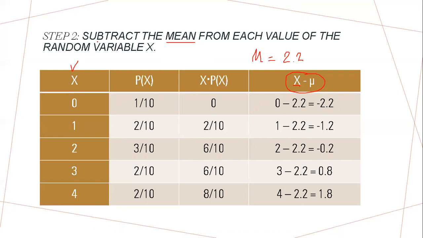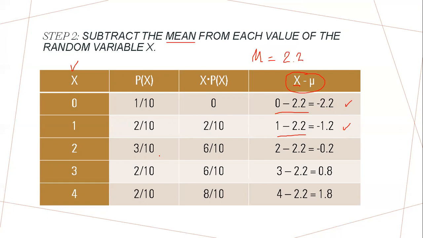Basically, guys, it's a subtraction only. So we have 0 minus 2.2. Ayan na siya. 0 minus 2.2, magkakaroon tayo ng negative 2.2. Okay? Tama yan. Next, 1 minus 2.2, ayan siya. We have negative 1.2. Okay? I hope it's clear, no?